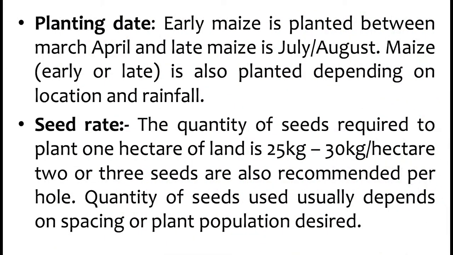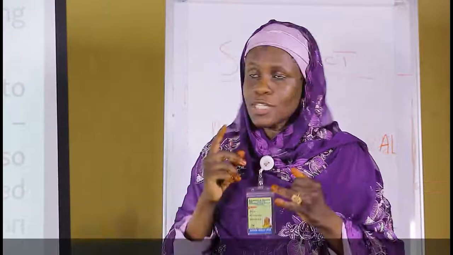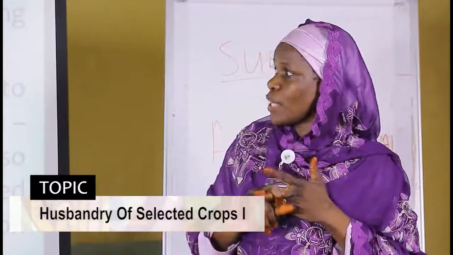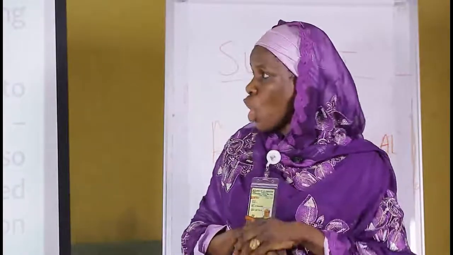Planting dates. Early maize is planted between March and April, while the late maize is planted between July and August. That means in a year, you can plant maize twice a year. That is, the early maize, we plant it from March to April, while the late maize can be planted between July and August.